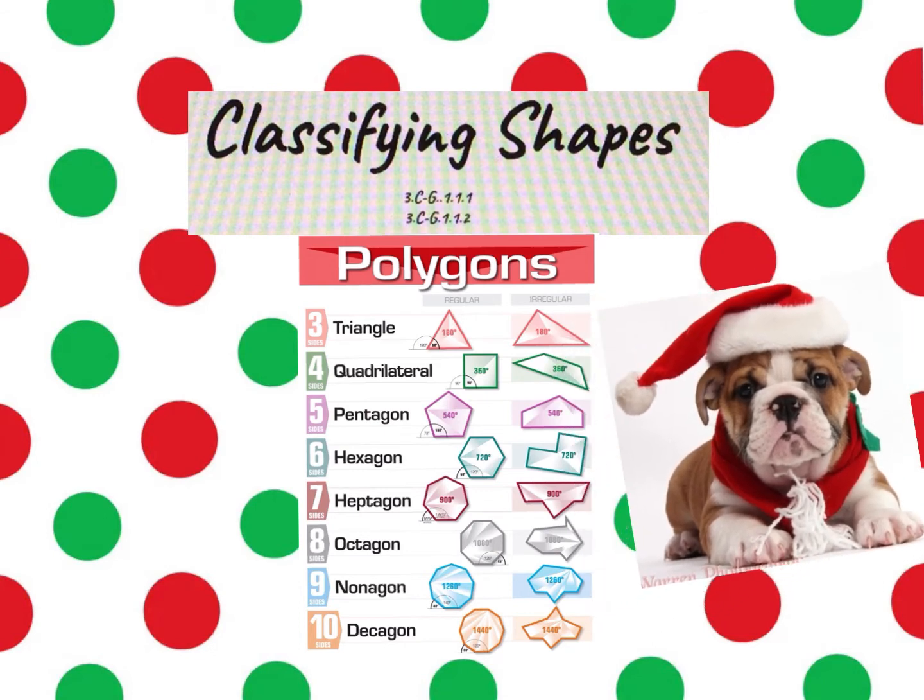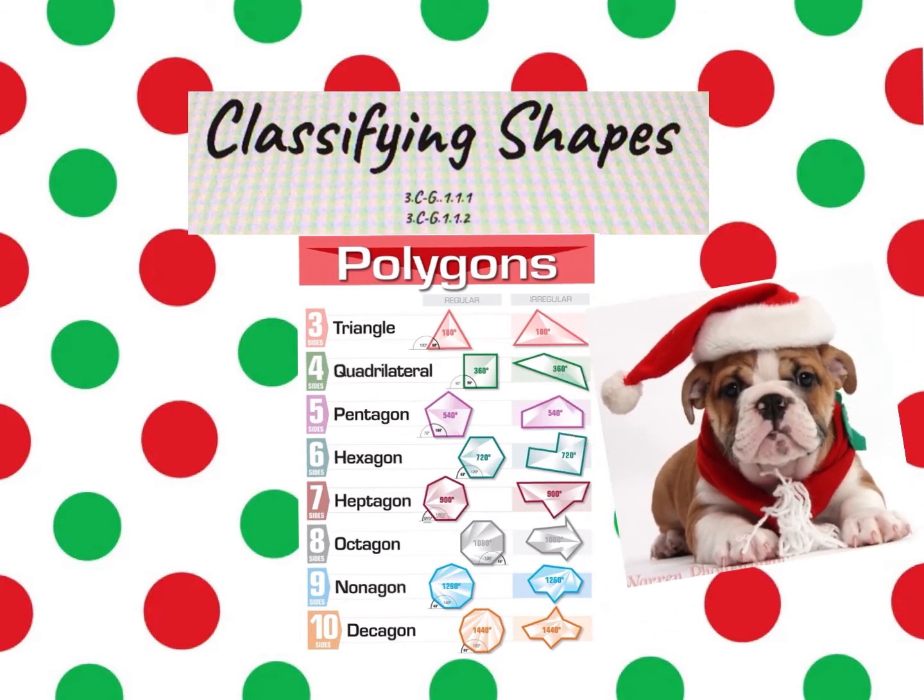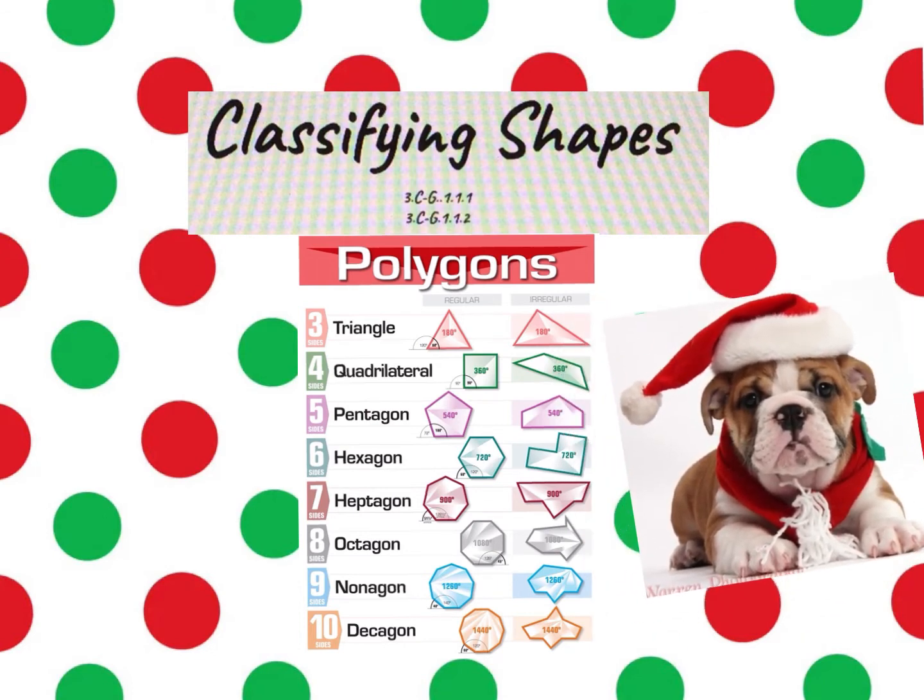We're practicing some polygons with this cute little guy today. So remember, polygons are figures that have three or more closed sides, and the sides have to be straight. They cannot be curved. So this is just a little chart to help you remember: triangles, quadrilaterals, pentagons, hexagons, heptagons that have 7 sides, octagons that have 8, nonagons, and decagons that have 10.